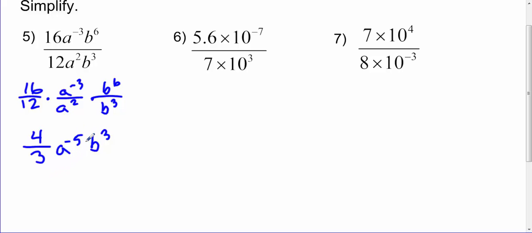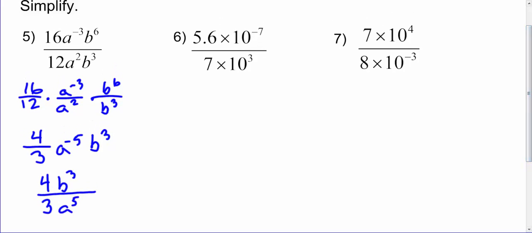Now we don't like a in the numerator with a negative exponent, so we're going to move it. So a is now a denominator term, and the exponent is now positive, and b stays exactly where it would be in the numerator, and you get b to the third.